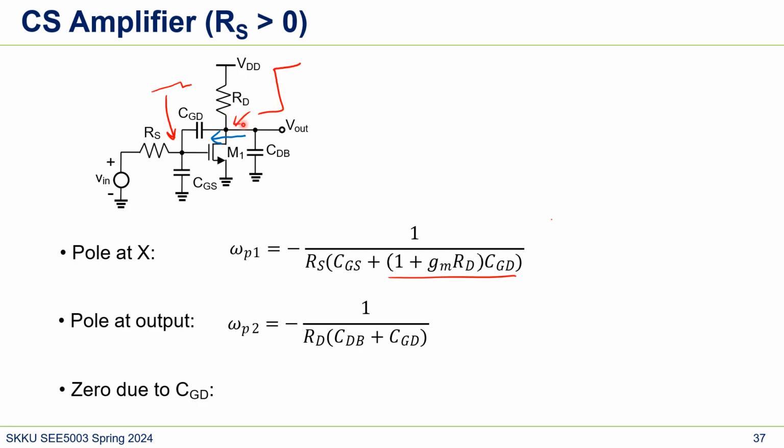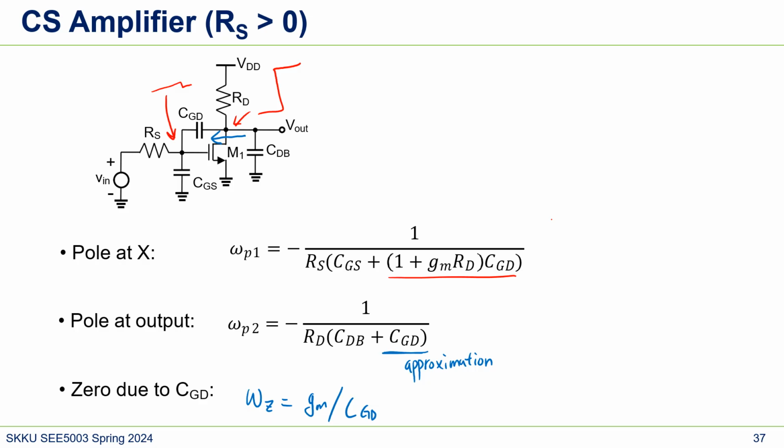So the voltage change at this node is larger than at this node. So this CGD is roughly just CGD. We're not applying the Miller effect here, because this is just an approximation. And the zero we calculated before is the same: zero is GM over CGD.